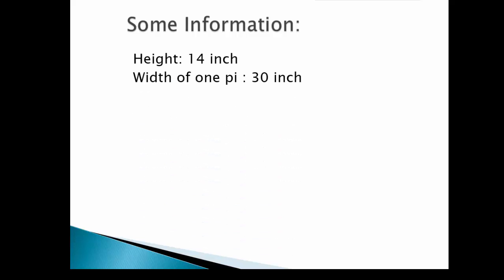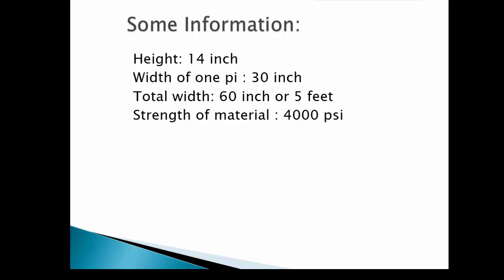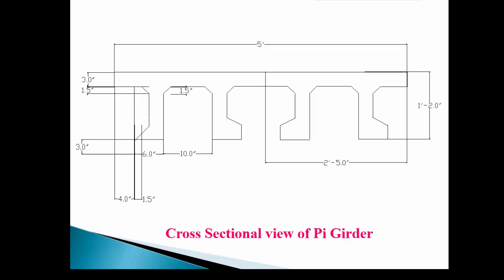Here is some information about our bridge. Height 14 inch, width of one pie 30 inch, total width 60 inch or 5 feet. Strength of material 4000 psi. Total length 10 feet. This is the cross-sectional view of the pie girder. Here we can see there are two pies. Each pie is 2.5 feet or 30 inch, and the height of the bridge is 14 inch.